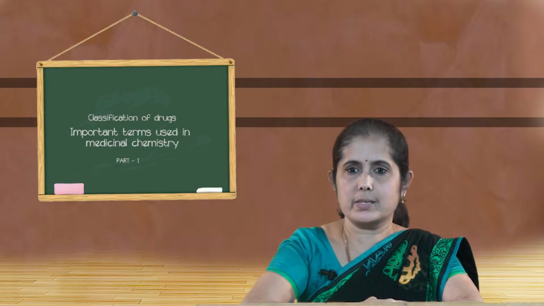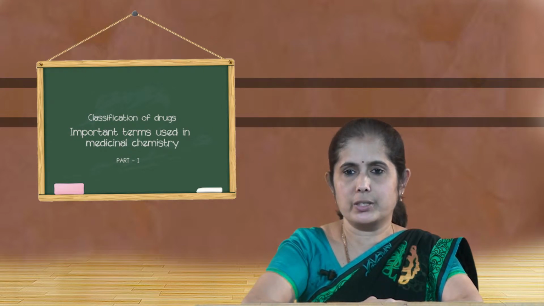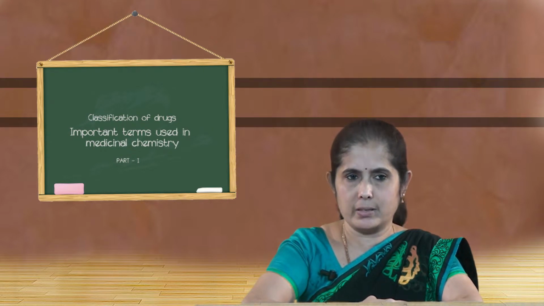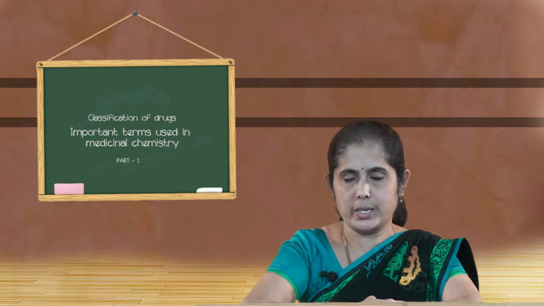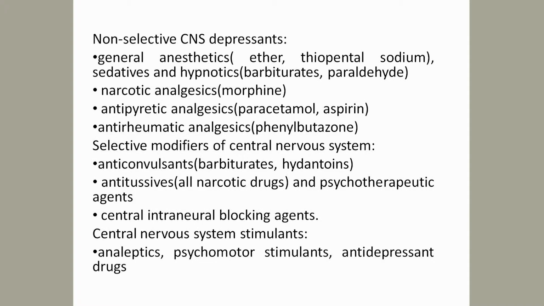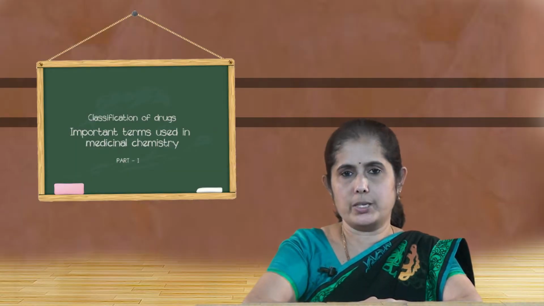In this, the drugs used to treat convulsion, which we call anticonvulsants, barbiturates and hydantoins, and antitussives acting on the cough center in the brain, psychotherapeutic agents. Next class is the central interneuronal blocking agents. Next, we will move on to the central nervous system stimulants.